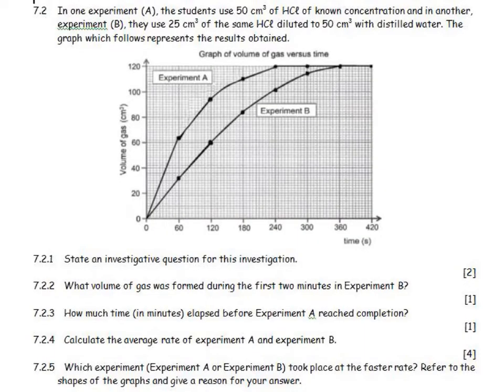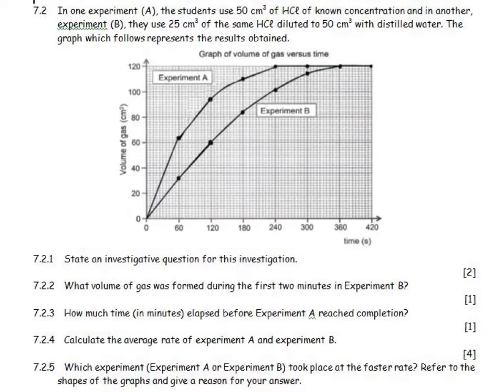In an experiment, the students use 50 centimeters cubed of hydrochloric acid of known concentration and 25 centimeters cubed of the same hydrochloric acid diluted to 50 centimeters cubed with distilled water. The graph which follows represents the results obtained. So this is the first one with the more concentrated acid, and this is the more dilute acid.